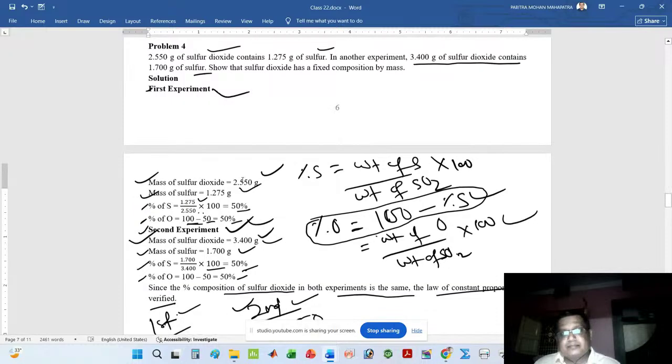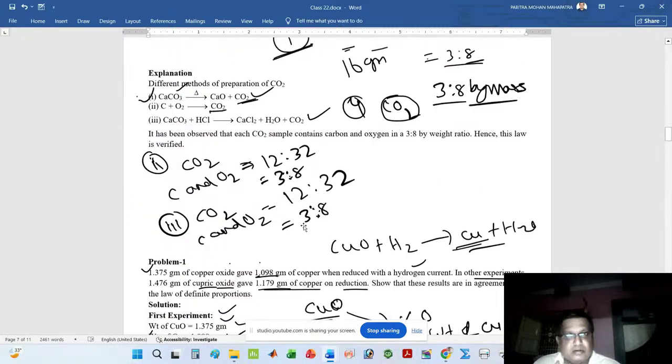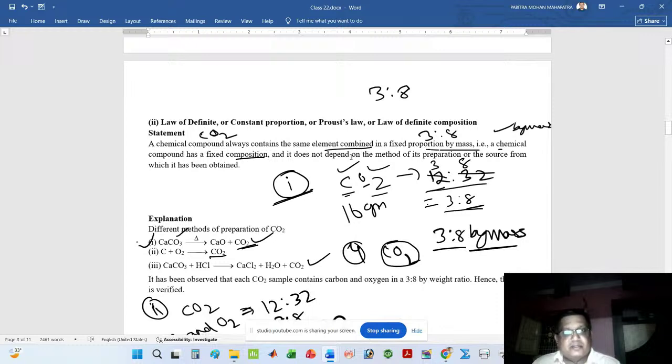This is all about the law of definite proportion. That is the law of definite composition. You can use any word: constant proportion, law of definite proportion, law of definite composition, it is your choice.